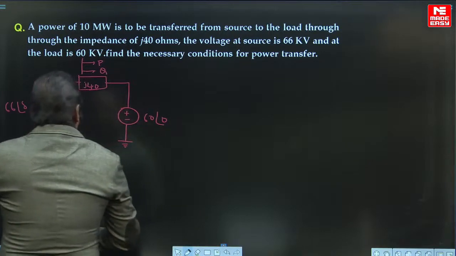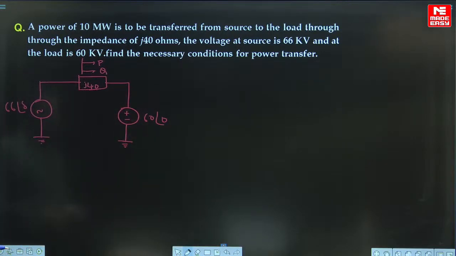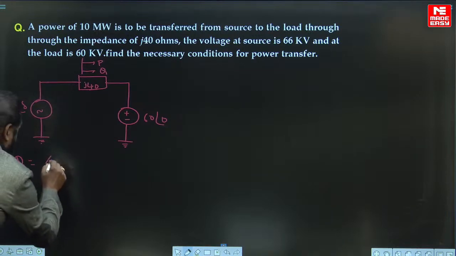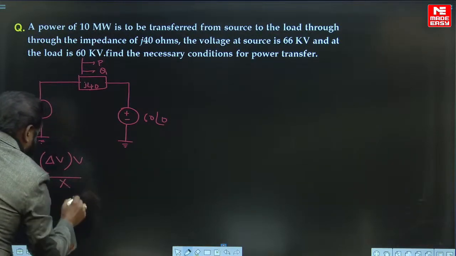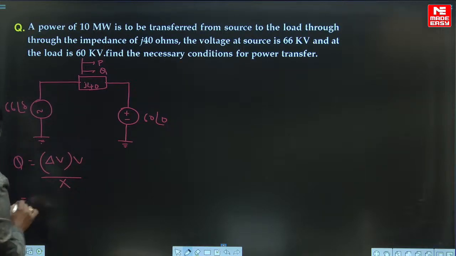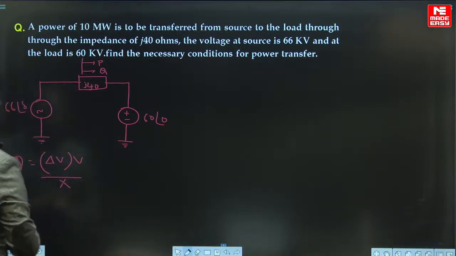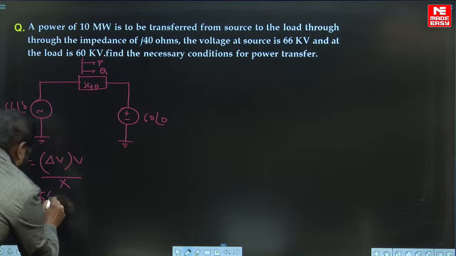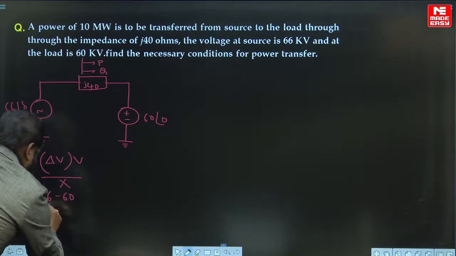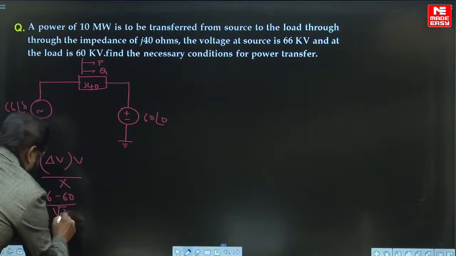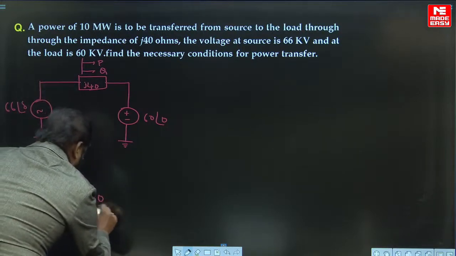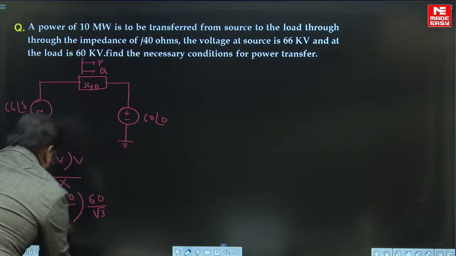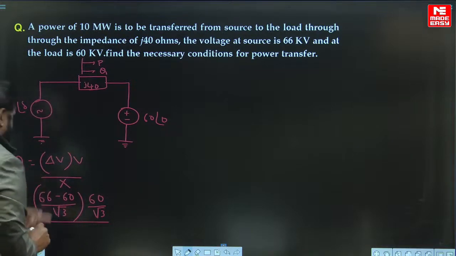So here your objective is to calculate the Q as well as the P value. Q, we know the mathematical formula, is equal to delta V into V by X. Here delta V means the difference of voltage, that is 66 minus 60 divided by root 3, into V which is 60 divided by root 3, divided by X, is equal to how much?